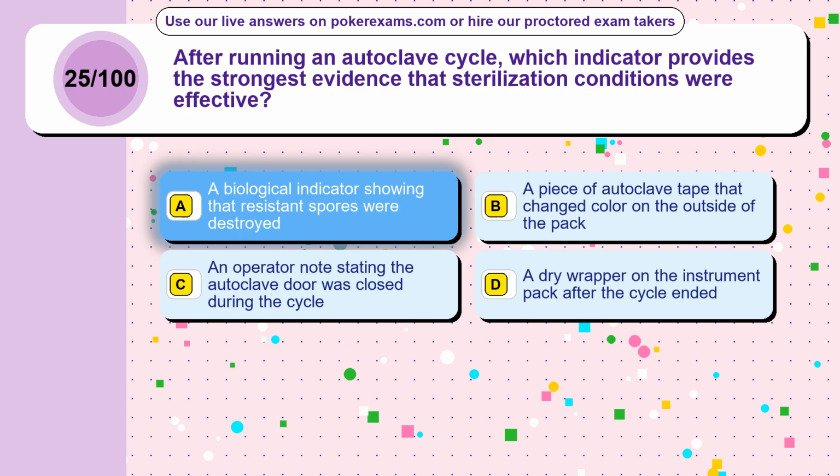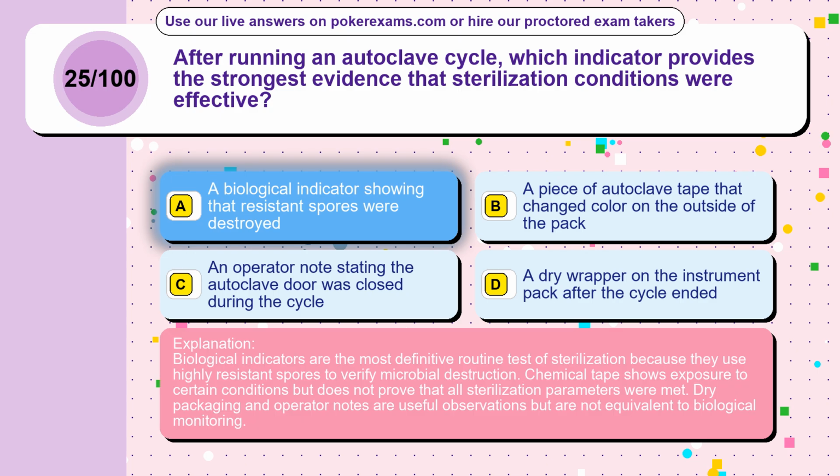The correct answer is option A, a biological indicator showing that resistant spores were destroyed. Biological indicators are the most definitive routine test of sterilization because they use highly resistant spores to verify microbial destruction. Chemical tape shows exposure to certain conditions but does not prove that all sterilization parameters were met. Dry packaging and operator notes are useful observations but are not equivalent to biological monitoring.